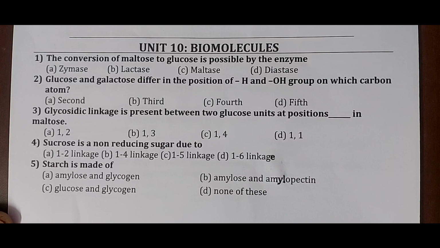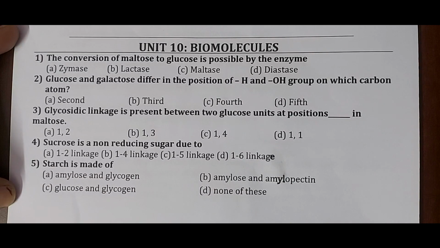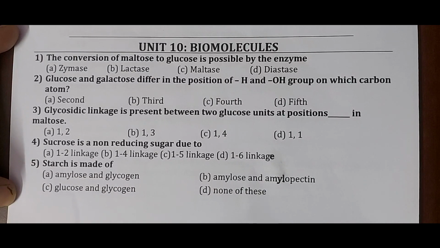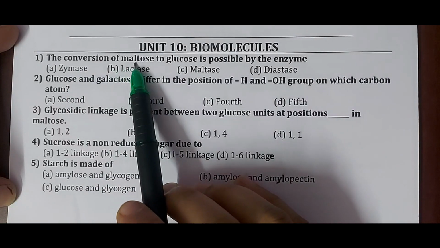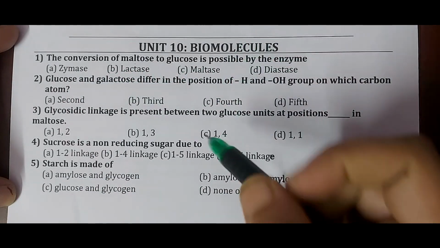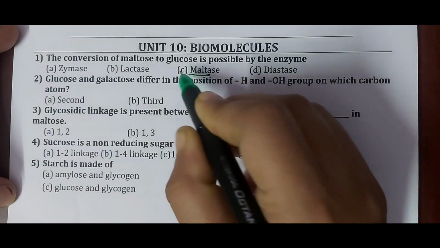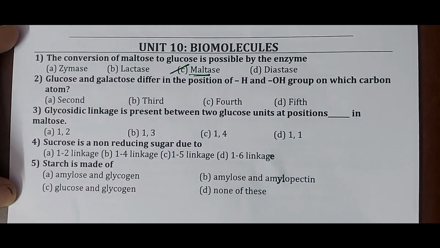So after studying all this, you try to solve the multiple choice questions on biomolecules. So we'll go with the questions. Question number 1. The conversion of maltose to glucose is possible by the enzyme. So remember, it is maltase. So option C is the correct answer.